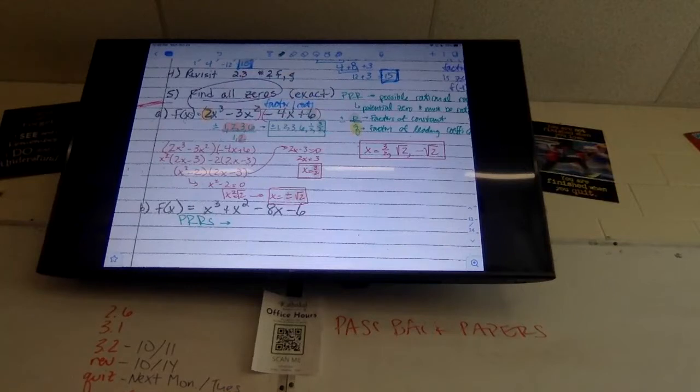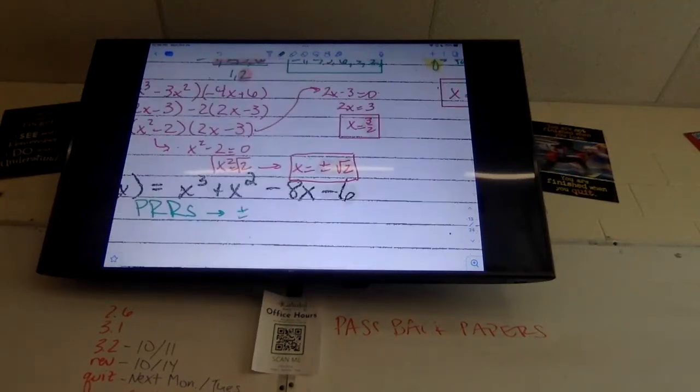Remember, it's the factors of my constant that goes on top. So my factors of negative 6 goes on top, plus or minus 1, 2, 3, 6. I'm just running through that because we just did that, right? You guys good with that? And then my Q is my factors of my leading coefficient, which is just 1.